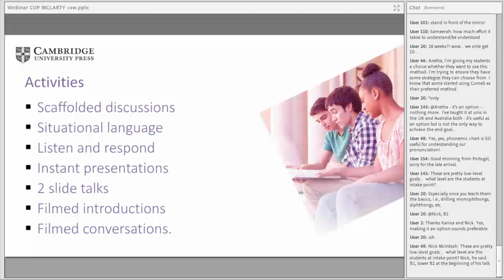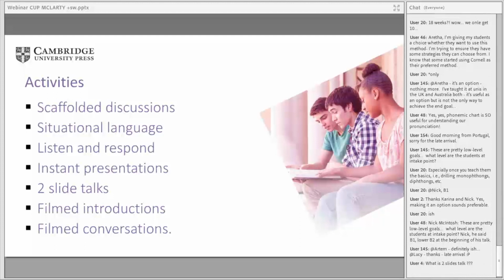So in terms of activities, I think whatever level you're teaching at, but certainly when we're teaching B1 plus, B2 students, we need to be able to scaffold those discussions. We can't just expect them to launch into a sensible discussion of 5 or 6 minutes without some sort of help, some sort of scaffolding, some sort of situational language, functional exponents to help them. Putting them in situations where they have to listen and then show understanding by responding in a logical and appropriate way.